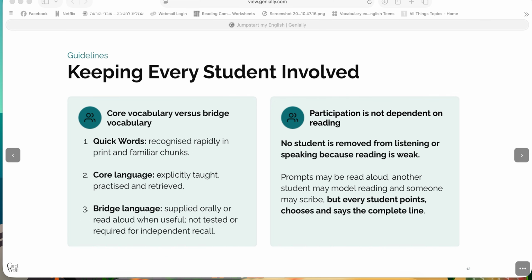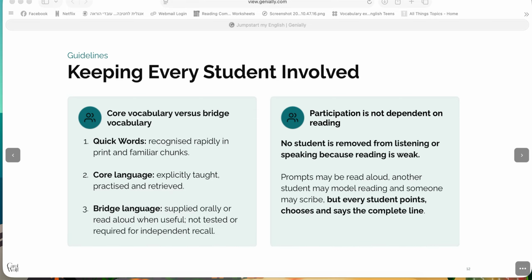Okay, we distinguish between quick words, core language, and bridge language. So what are quick words? They are recognized rapidly in familiar print and chunks, whereas core language is explicitly taught, practiced, and retrieved, whereas the bridge language helps students complete the tasks, but it may be supplied orally and it's not required for independent recall. This allows us to teach useful vocabulary without overwhelming our students.